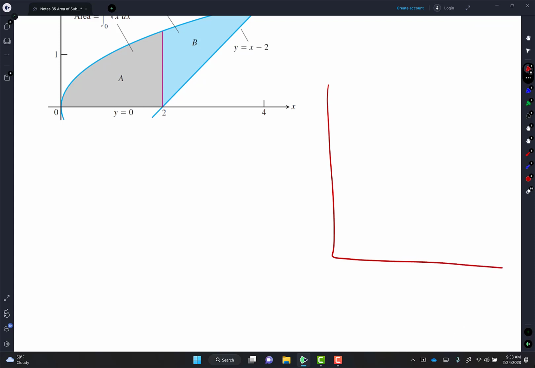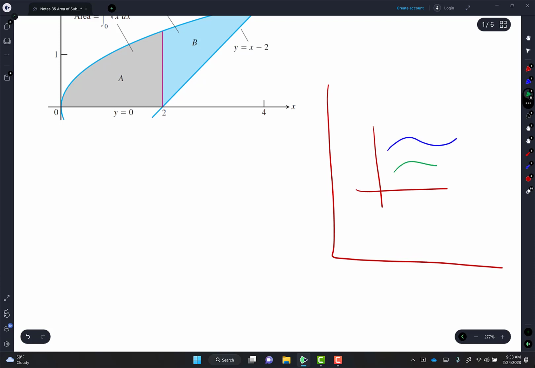If I have an x-axis and a y-axis, like so, and I have an f of x and a g of x. I'm going to call this blue curve f of x, and this green curve g of x. And I want to find the area between A and, I'm going to say this is B, but I don't want any area. I want this area.